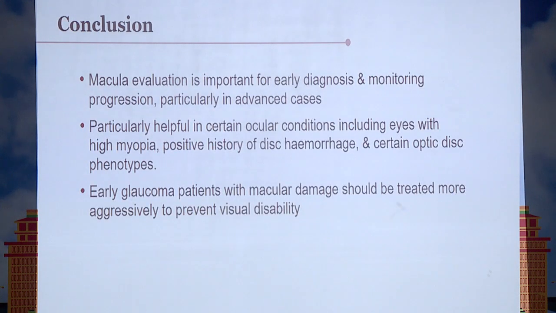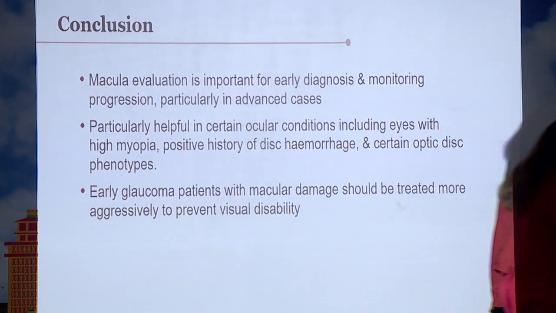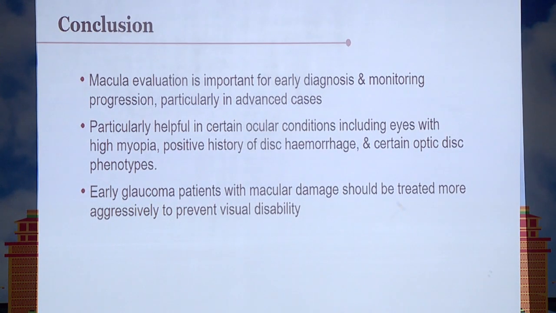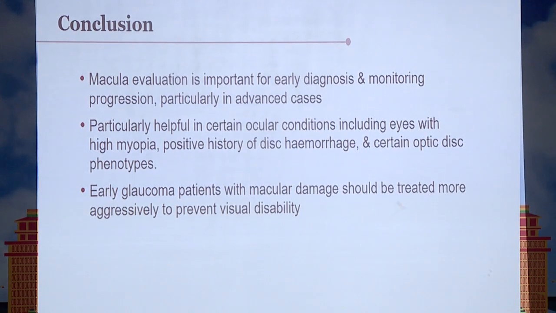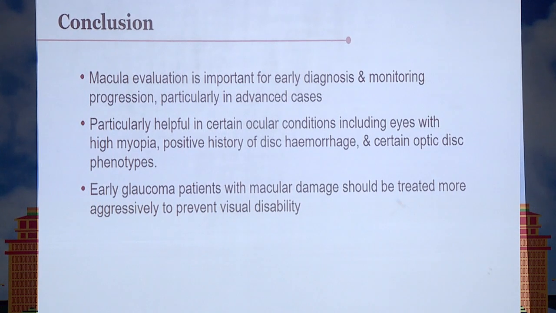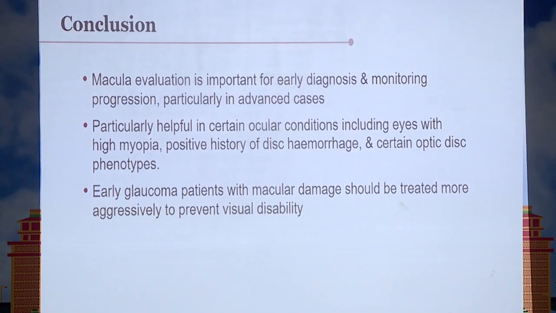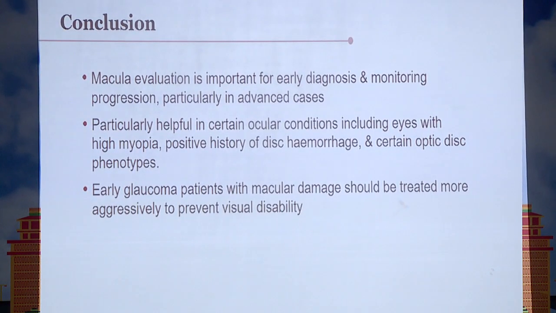So to conclude, macular evaluation is very important for early diagnosis and monitoring progression, particularly in advanced cases, because in glaucoma patients early diagnosis and monitoring is very essential. And ganglion cell analysis can help us with this. It's particularly helpful in certain ocular conditions: in eyes with high myopia, a positive history of disc hemorrhage, and certain optic disc phenotypes in which we should do the ganglion cell analysis.